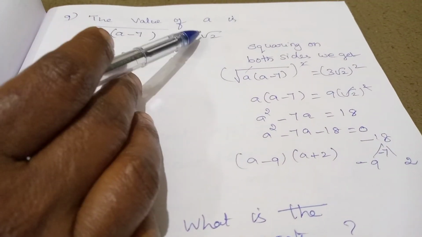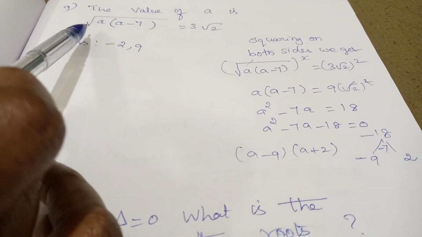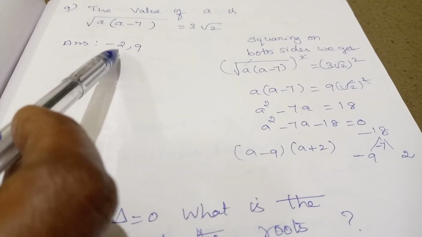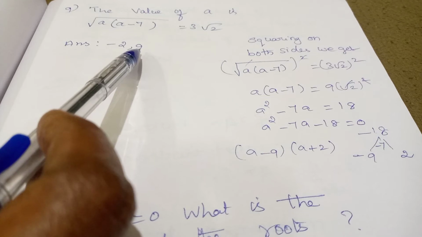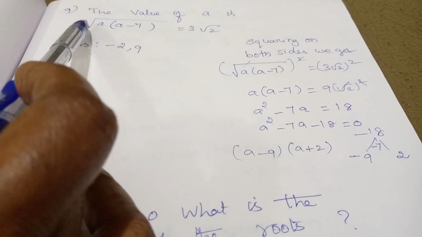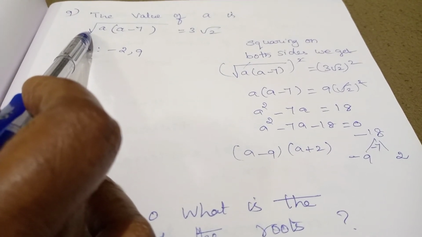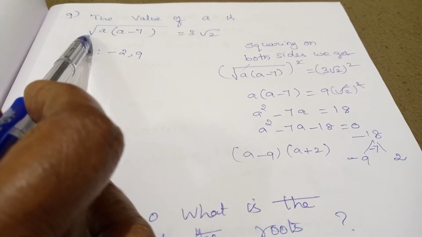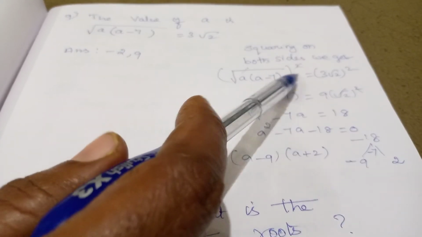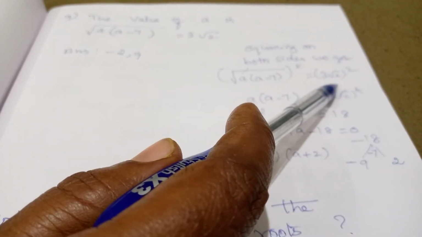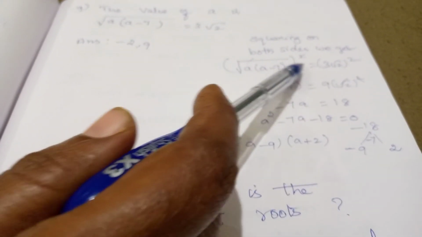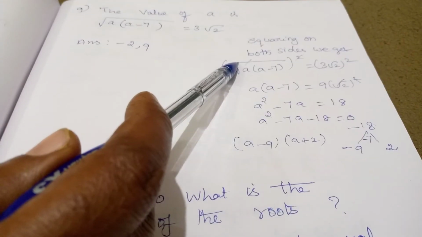The value of a we have to find out. What is given? Square root of a into a minus 7 equal to 3 root 2. What are the answers? We have minus 2, 9. How do we bring the answers? Let us do it. To get the a value, first of all we need to remove this square root. To do that, we square on both sides. We get the square root of a into a minus 7, the whole square, equal to 3 into root 2, the whole square. Now when we square, the square and the square root cancel on this side also.